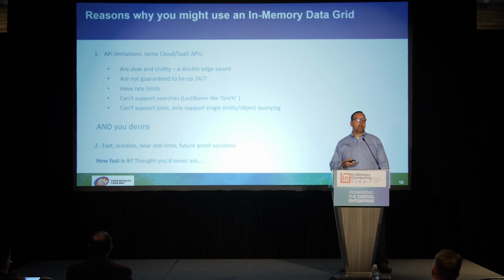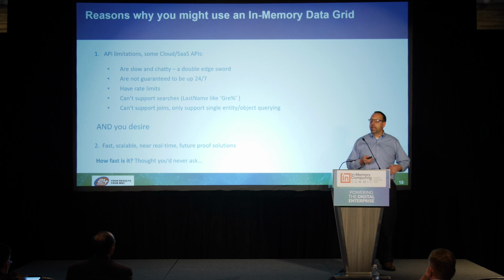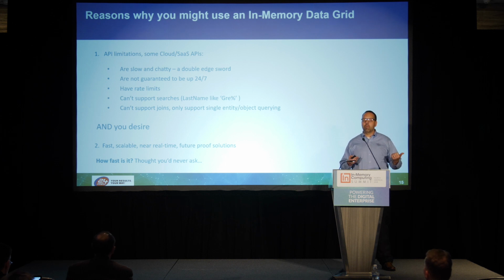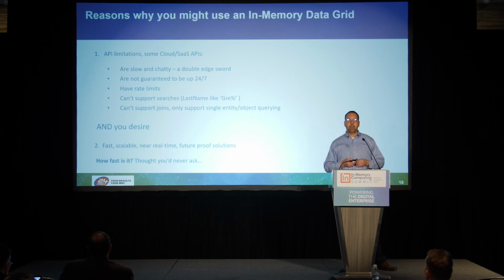So we talked about reasons why you might use an in-memory data grid. Cloud and SaaS vendors' APIs might have limitations that don't support your business. Almost all of them have rate limits so that no one customer can monopolize their system. So be on the lookout: do you think your business is going to overutilize their APIs and hit the rate limits? If so, maybe not using up your rate limits to do queries is a good solution.